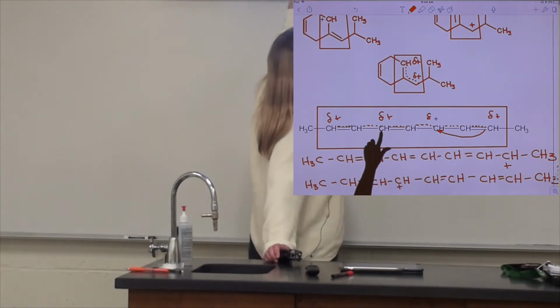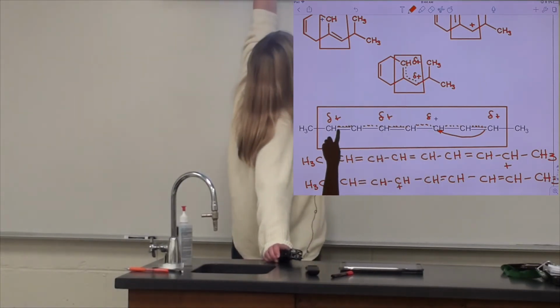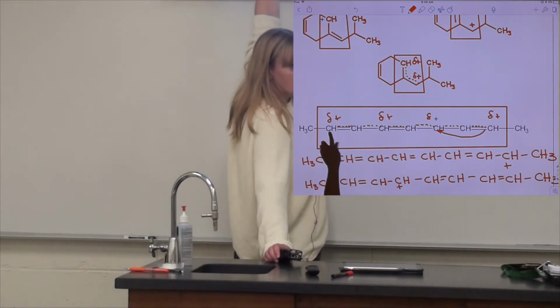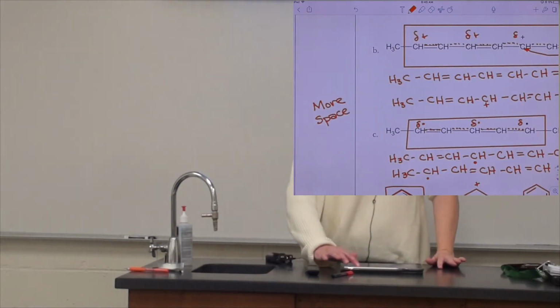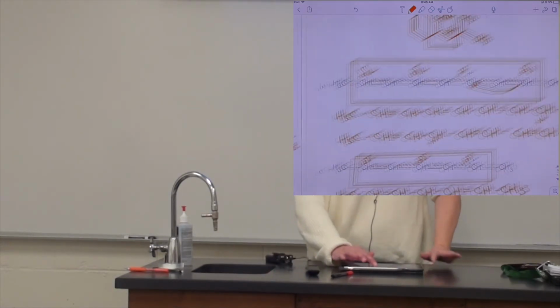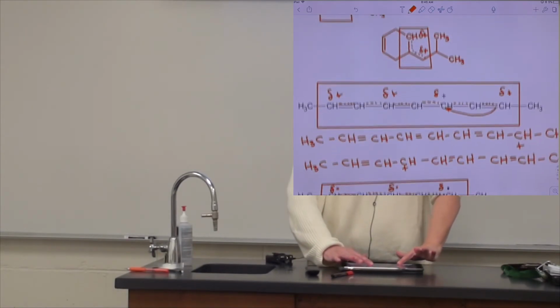Because this would be every other, it means that you would also draw a contributor by moving this over and having the positive charge here. I ran out of room. I'm trying to write big enough that you can see. So I made a note to the editor that I need more space there. So sorry about that, but there would be a 4th contributor.